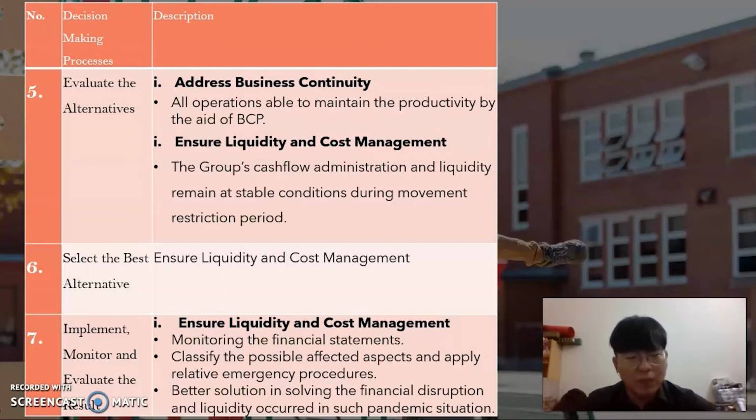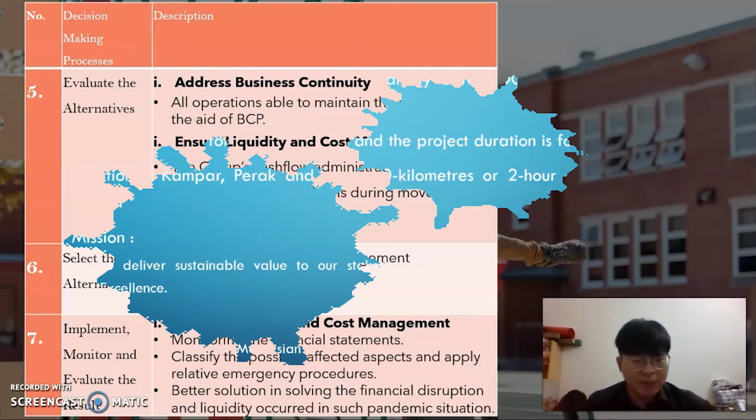So it will be to ensure the liquidity and cost management. The seventh will be to implement, monitor and evaluate the result. So based on the solution, we will be monitoring the financial statement, classify the possible affected aspects and apply relevant emergency procedures. This will be the better solution in such a pandemic.